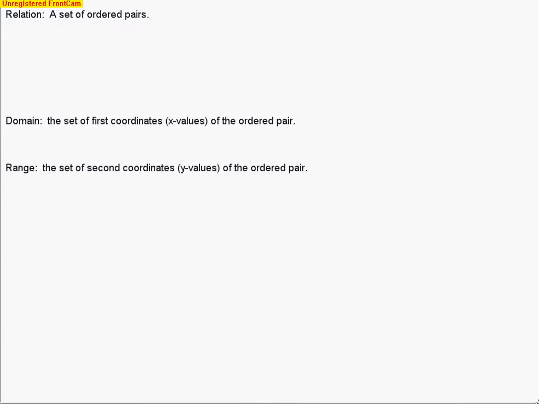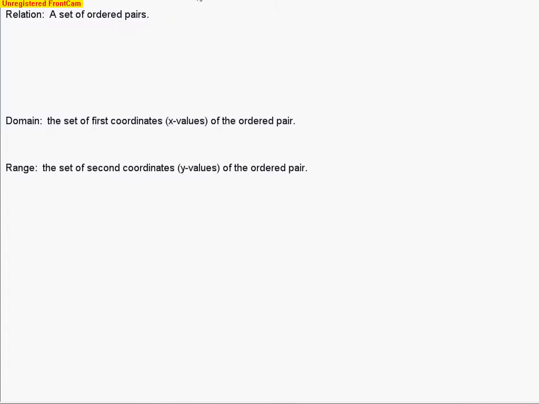Today we are going to look at relations, domains, and ranges of different sets of ordered pairs. And that's what a relation is. It's just a set of ordered pairs. However, it can be conveyed a number of different ways. So let's take a look at a set of ordered pairs.